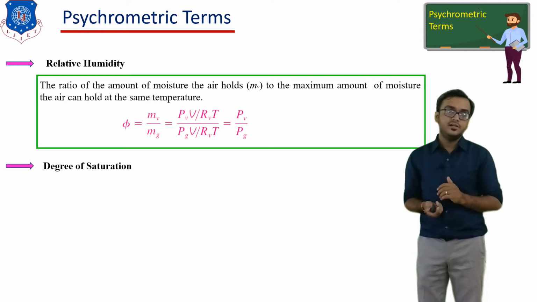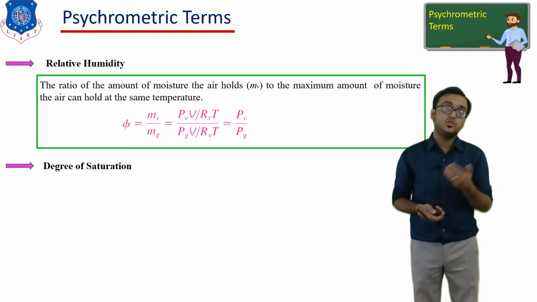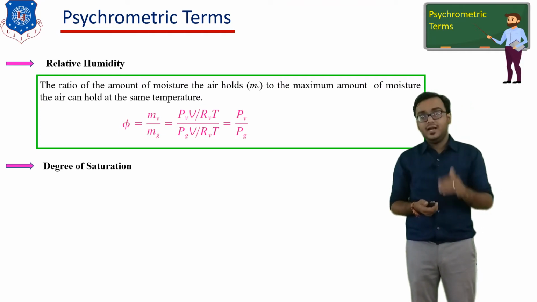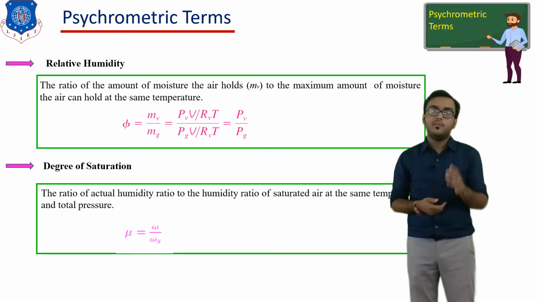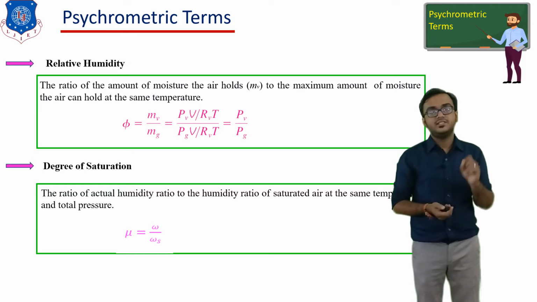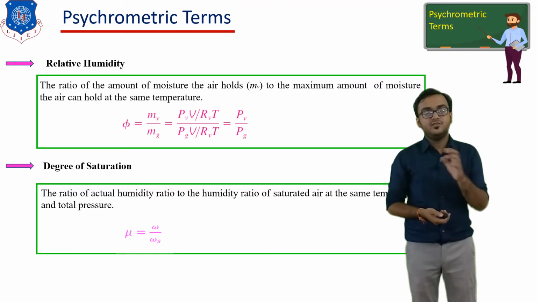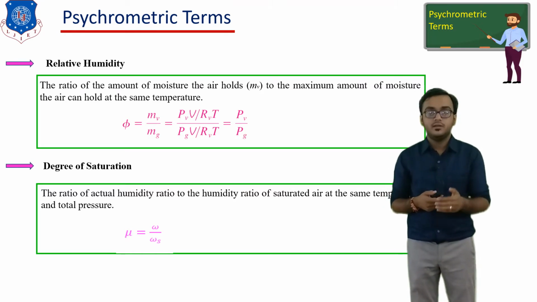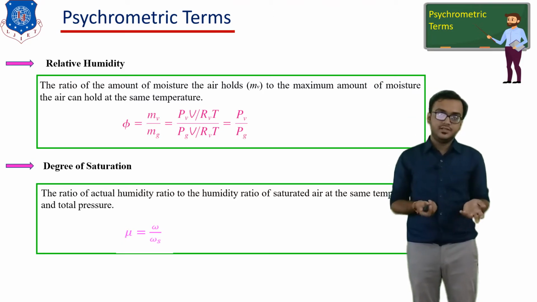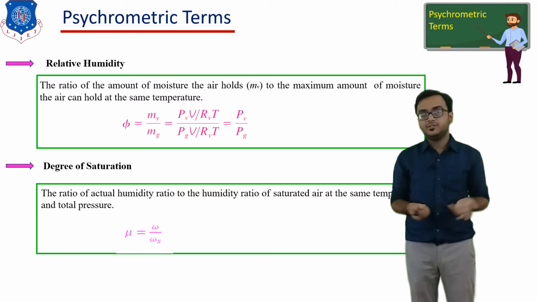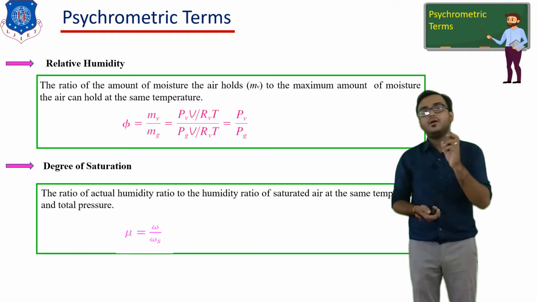Now the next parameter is the degree of saturation. The degree of saturation is the ratio of specific humidity to the specific humidity at saturation condition. So mu is equal to omega by omega s. The degree of saturation is designated by mu. Technically, it is the ratio of specific humidity to the humidity of saturated air at the same temperature and total pressure. Again, humidity ratio is nothing but the specific humidity. So mu is equal to omega by omega s.